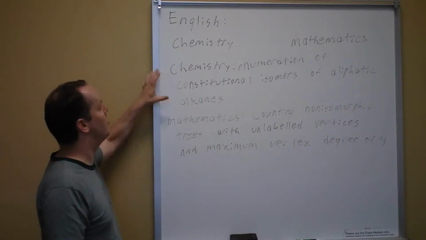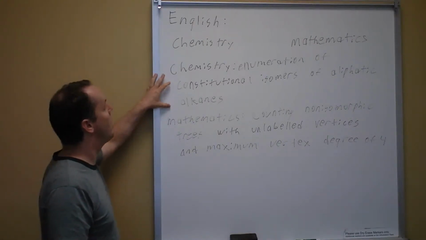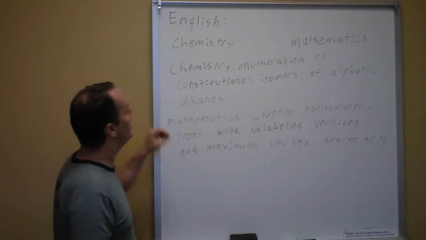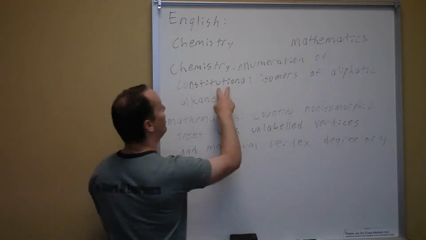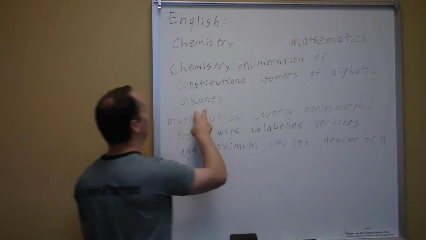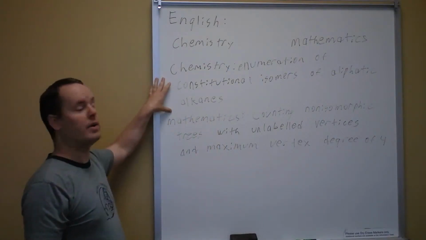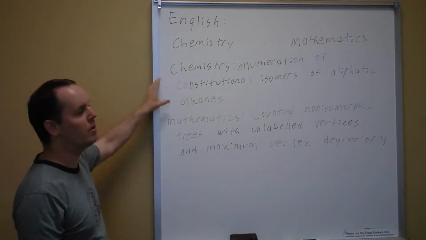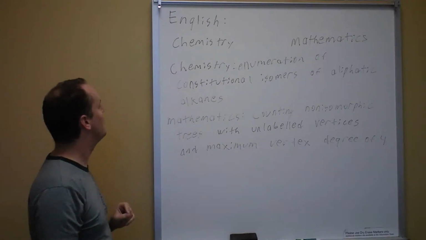If you've taken general chemistry, or especially organic chemistry, this might sound familiar. I'm going to be talking about enumeration of constitutional isomers of aliphatic alkanes. Now, if you have no idea what that means yet, don't worry, I will be showing you. Chemistry is not a prerequisite to this.